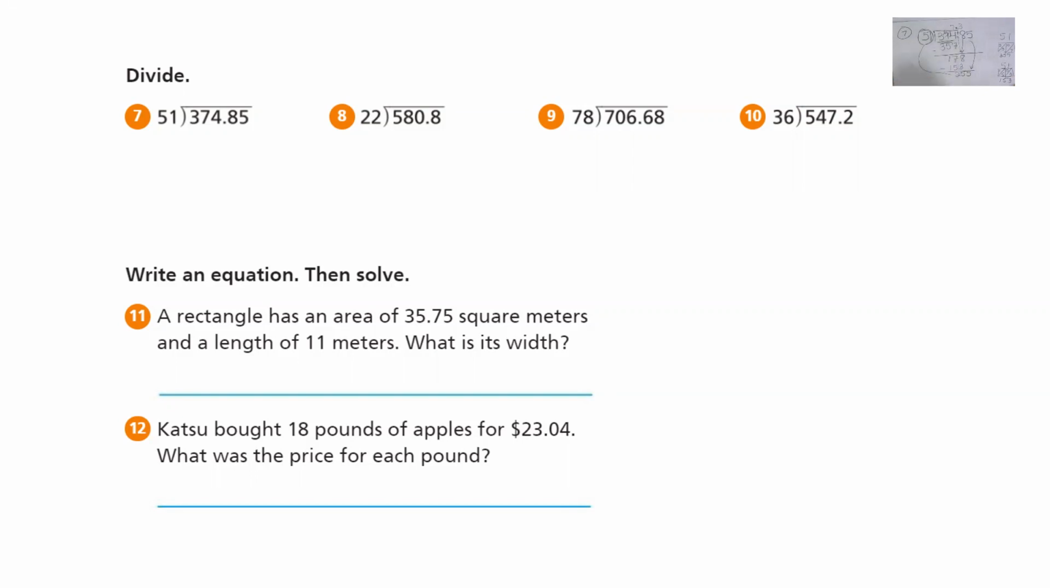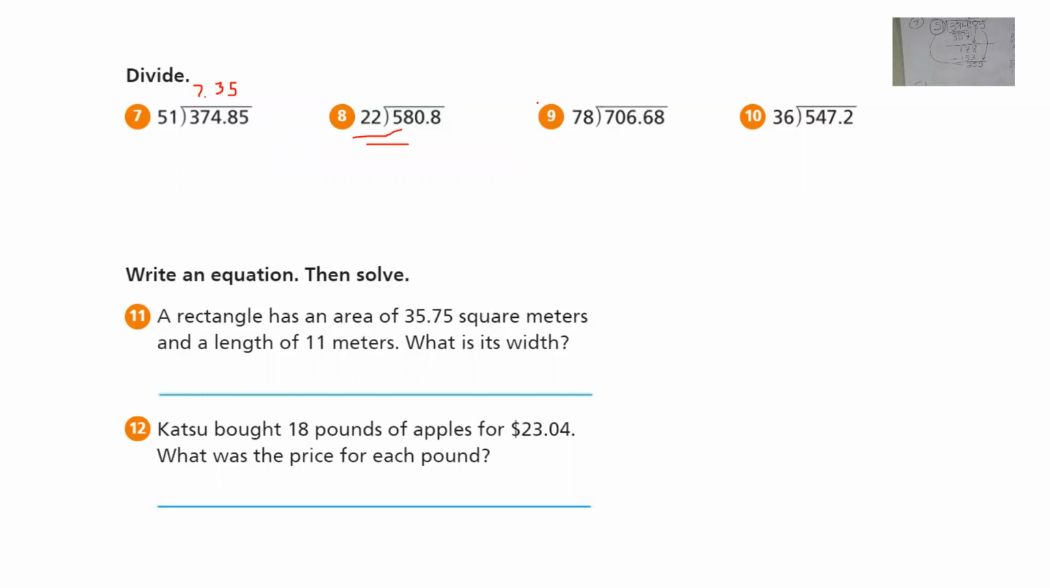How many 51s are in here? Well, we know 7's too big. We know 3 is too small. I'm just going to guess 5. So I'm going to figure out what 51 times 5 is. Oh, check that out. It's exactly 255. So your answer is 7.35.